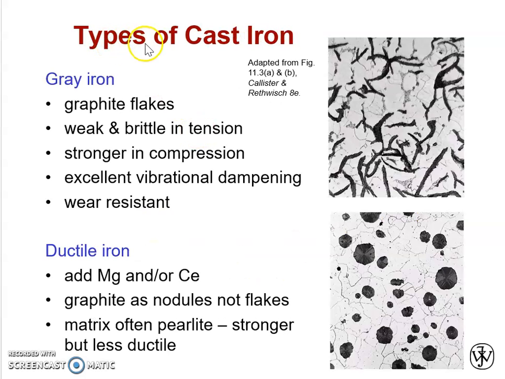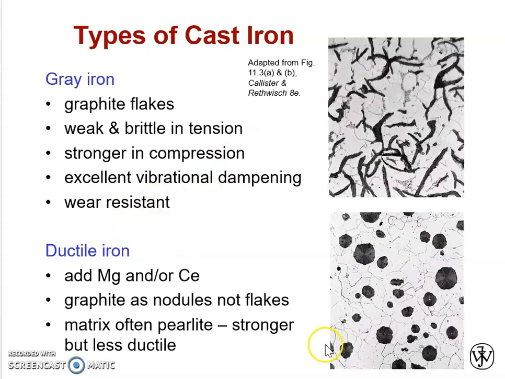So now we want to learn about the types of cast iron. We have gray iron and ductile iron. If you look at this micrograph, it is a gray iron that has graphite flakes. You can see the flakes in the image here. Gray iron is weak and brittle in tension, but in compression it is much stronger. It has excellent vibrational dampening and also has resistance to wear, or wear failure.